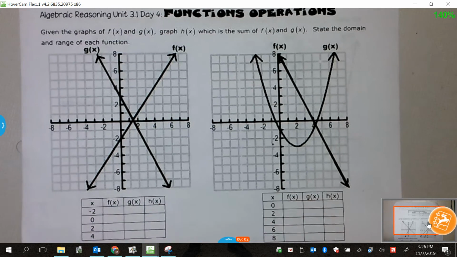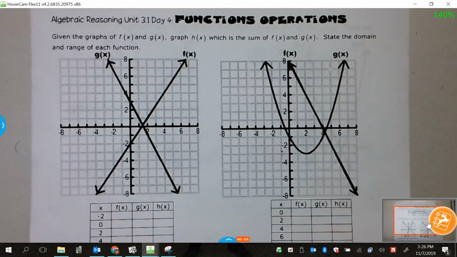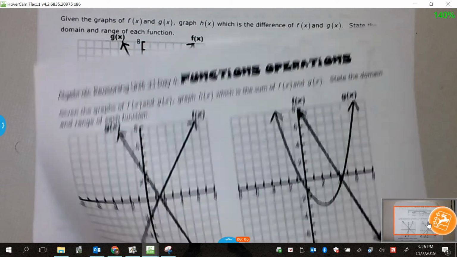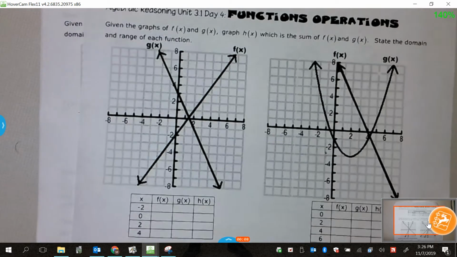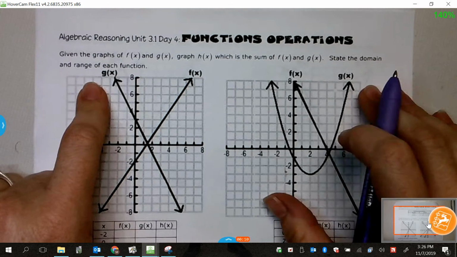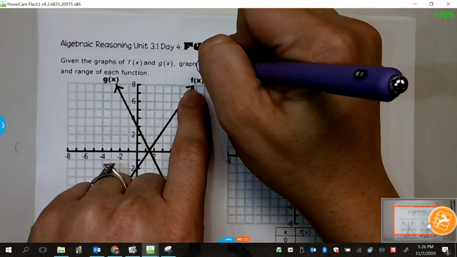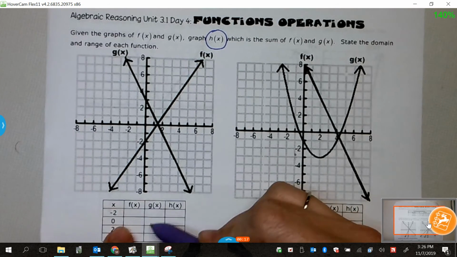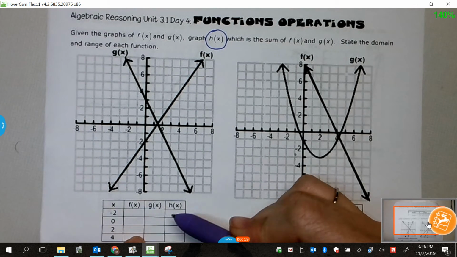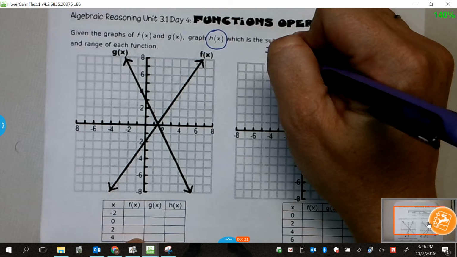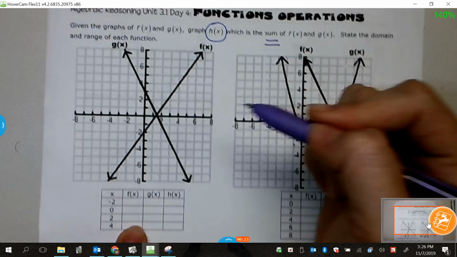Okay, so this is for help with graphs. You have these two graphs, and then on the back of this paper you have these two graphs. If you pay attention, it says given the graphs of f of x and g of x, graph f of it. It says to graph it. You actually have to graph it. So you're going to find these, add them together to get this because it says sum, okay, and then you're going to graph it. Then you'll find your domain and range.